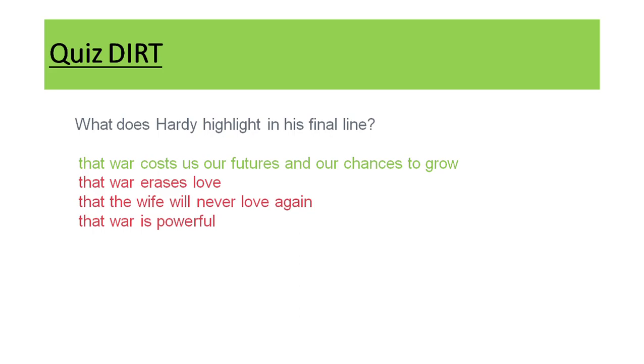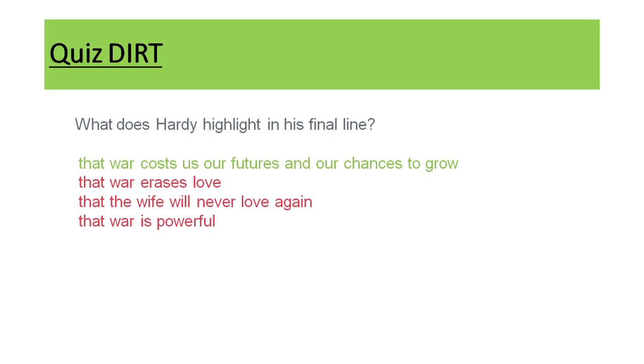That final line about new love that they would learn and how that's lost. Hardy's really highlighting there that war costs us our futures and our chances to grow as people and in relationships. Please make sure you've got that clear in your book and in your heads as well, because the other three things are true. War, well, actually, I don't think war can erase love. You can love even when you've lost somebody, can't you? The wife will never love again. We have no idea if that's the case. She might fall in love again. We just don't know. Certainly war is powerful, yeah, but none of those specifically link to that last line.